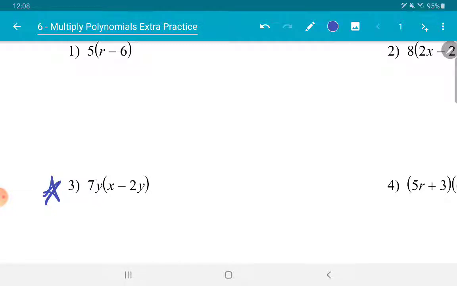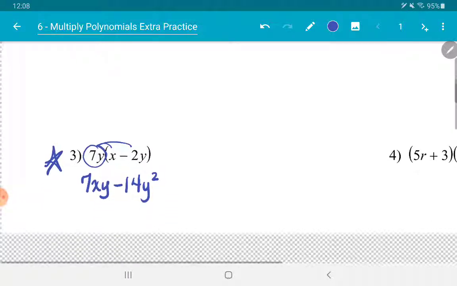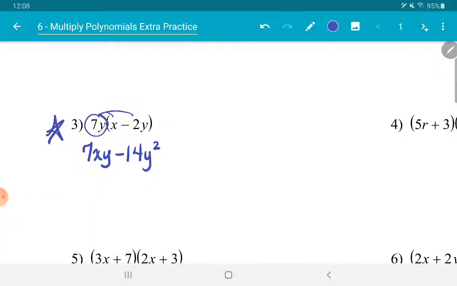So remember, all you're going to do is take that 7y and distribute it to the parentheses. So you have 7y times x. Typically, we write our letters in alphabetical order. And then you have 7y times negative 2y, so that's negative 14y squared. And for this, you could technically leave it that way, but I typically write them in descending order or standard form, so the squared term would come first. Just be careful to carry your signs rewriting it like that.